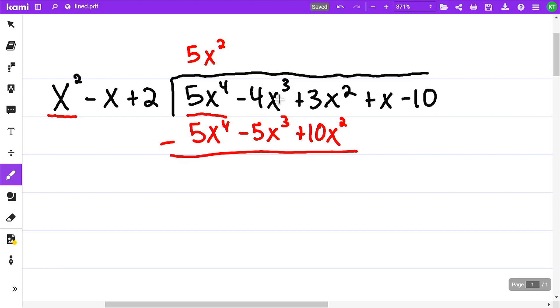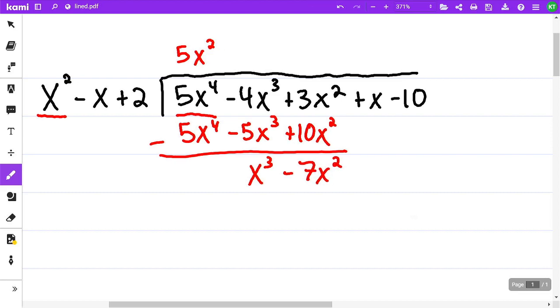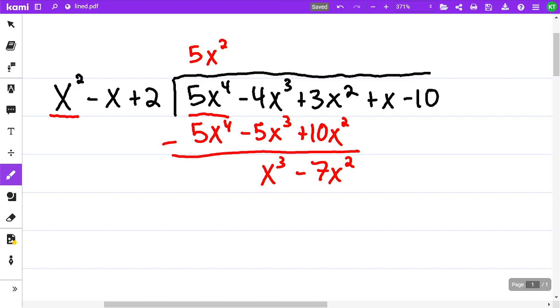Negative 4x cubed minus negative 5x cubed. That's the same thing as plus. So that's just going to give me x cubed. And then 3x squared minus 10x squared will give me a negative 7x squared. So now we are just going to go ahead and repeat the process after we bring down our x here.